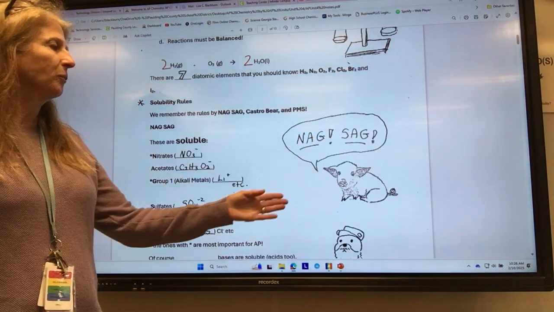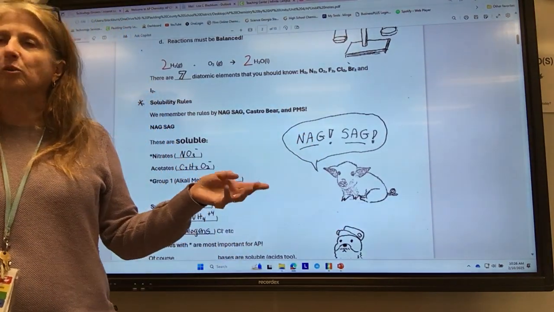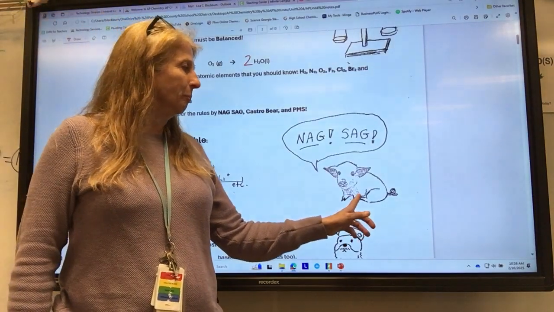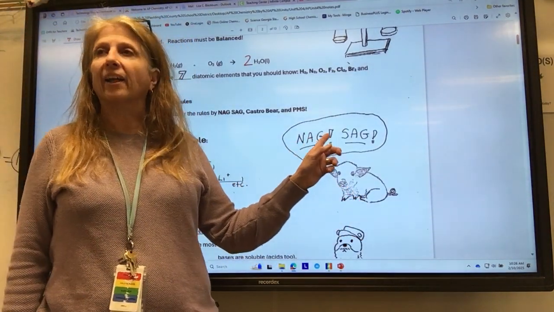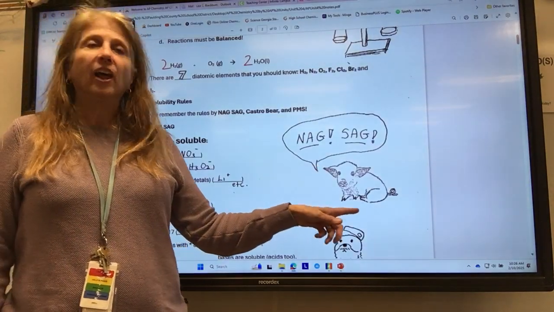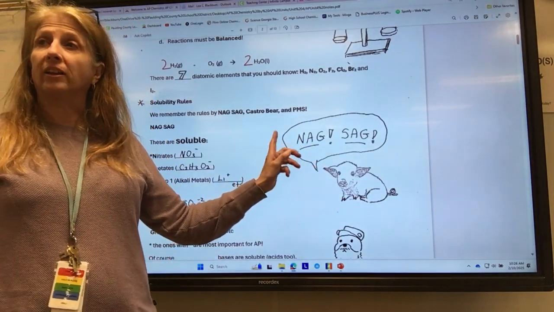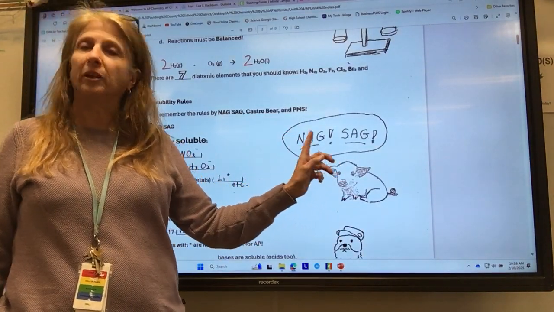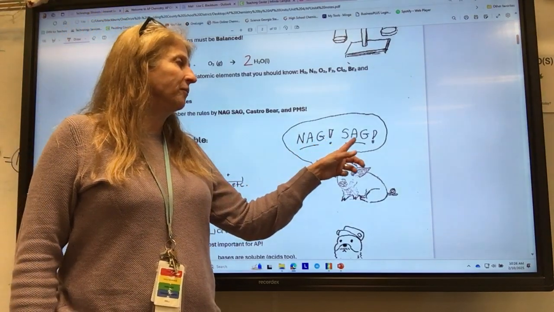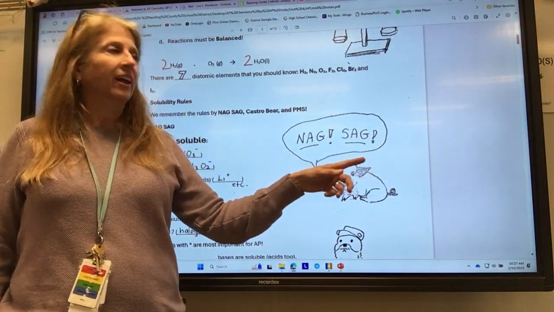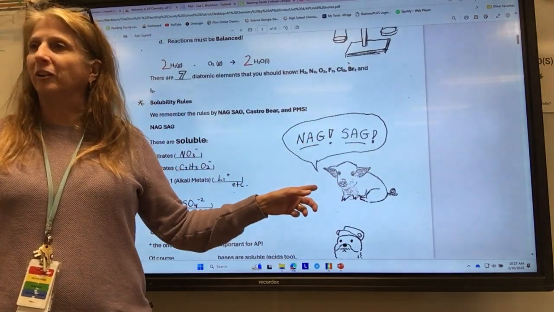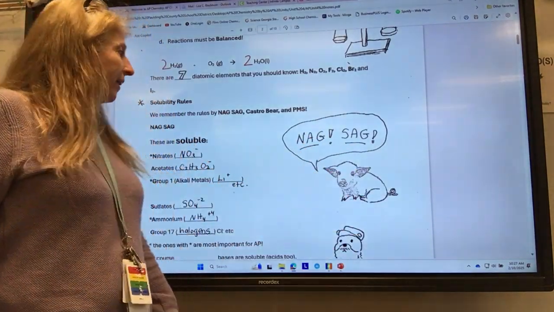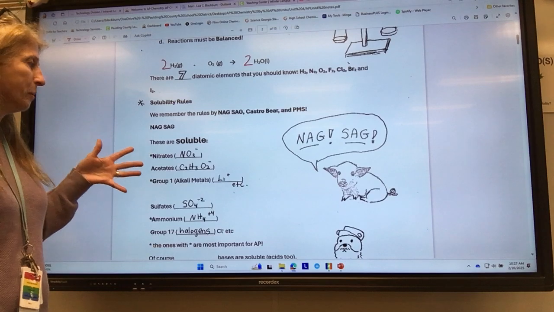Okay, so the first one is NAG-SAG. Now this is how you're going to remember it. I imagine a little mean pig at the barn. And old horses are called nags. And this mean little pig is making fun of the nag, calling it a nag, that's an impolite term to use for a horse, and making fun of the fact that she has saggy skin. So mean little pig is going nag-sag. So everybody's got mean little pig in your head now, right? Okay, so now this is how you remember it.